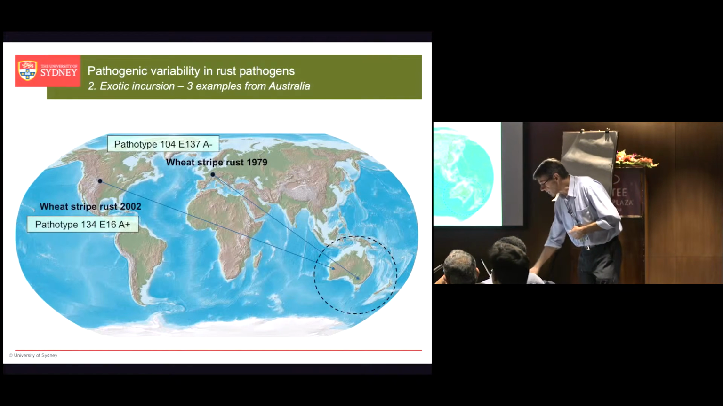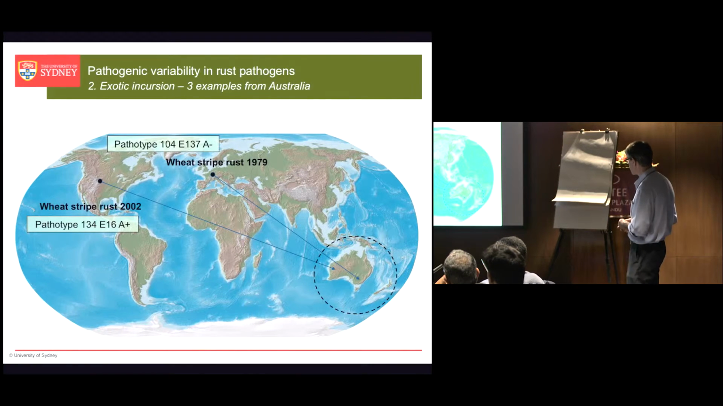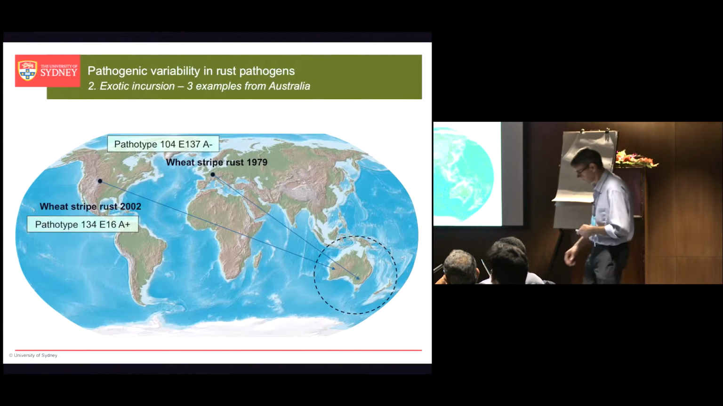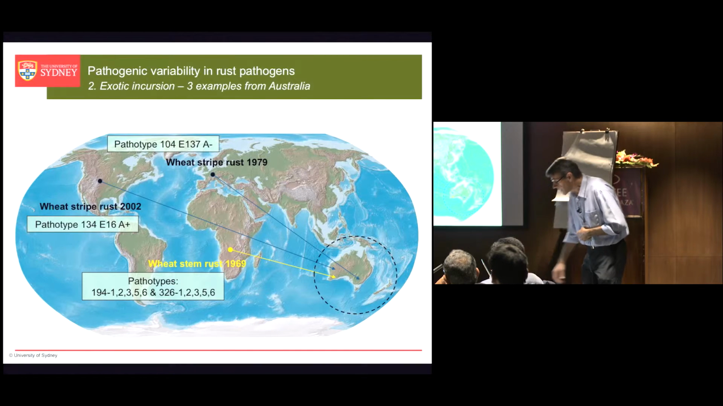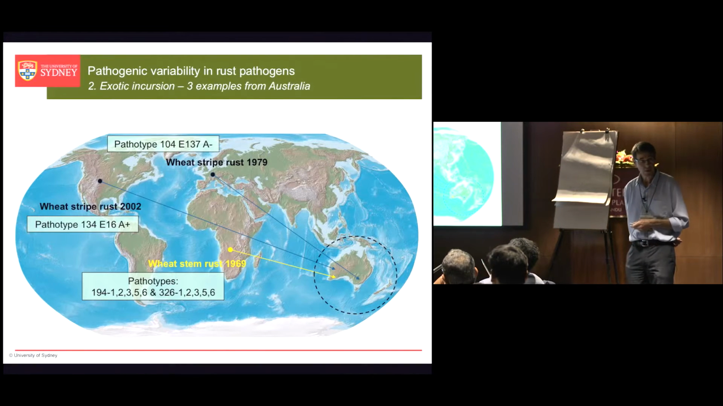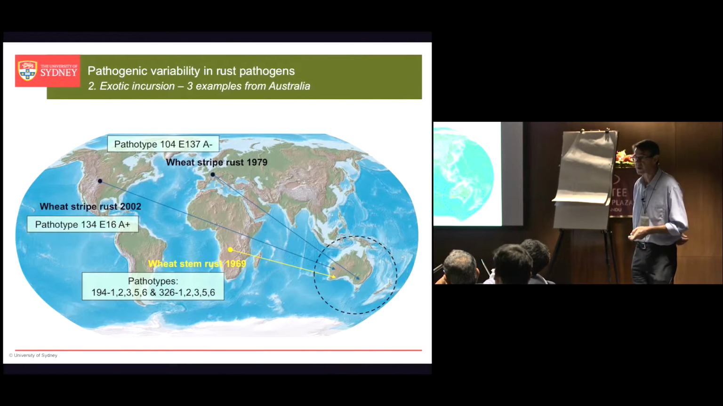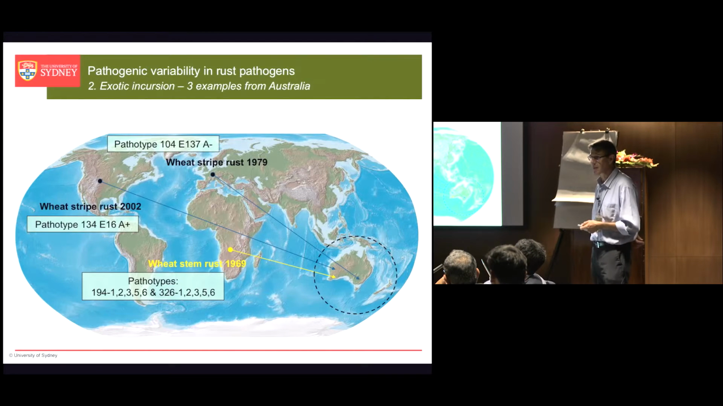In 2002, we had a second pathotype of stripe rust turn up in Western Australia, completely different pathotype, and we believe that came from North America. Way back in 1969, we had 2 stem rust, wheat stem rust, Puccinia graminis tritici pathotypes appear in Western Australia that were very, very different to anything we had in the country. And we believe that these came from Central Africa.